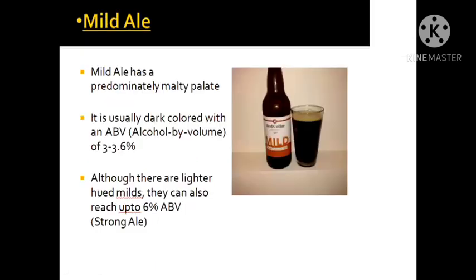Mild ale. What is mild ale? We have already discussed the definition. You can see the picture also, it has a black and dark color. Mild ale has a predominantly malty palate. It is usually dark in color with an alcohol by volume of 3.2 to 3.6%. Although there are lighter hued milds, they can also reach up to 6% ABV as strong ale. So these are categorized differently: there is light ale and strong ale. For the strong ale the alcoholic percentage would be 6%, and for the light ale it would be 3 to 3.6%.